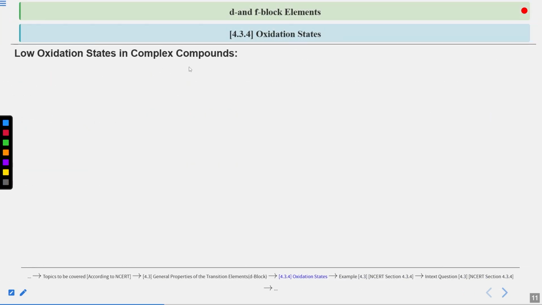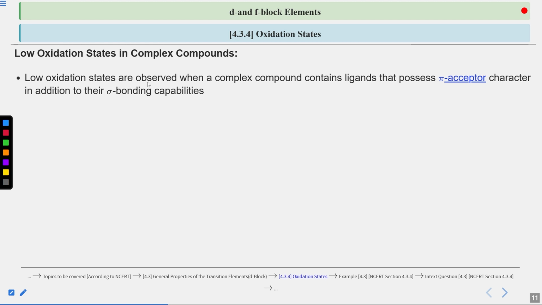Low oxidation state in complex compounds. Low oxidation states are observed when a complex compound contains ligands that possess pi acceptor character in addition to their sigma bonding capabilities. Then the metal shows a low oxidation state.